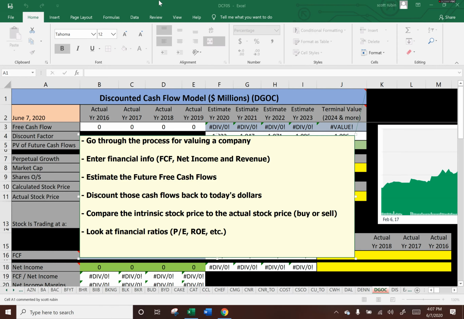Let's take a look at Diversified Gas and Oil. And in this video, we're going to value the company using a discounted cash flow model. So we're going to enter financial information into the model. Then the model will estimate the future free cash flows. And then we've got to figure out a discount rate that we need to apply to those cash flows. And then it'll give us an intrinsic stock price, and we'll be able to compare it to the actual stock price to see if it's a buy or a sell. And then at the end, we're going to look at the financial ratios of the company and its competitors.